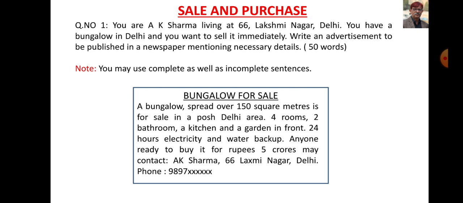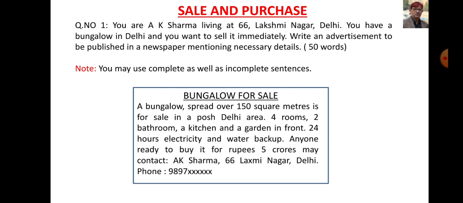As I told you, according to the question, you have a bungalow in Delhi which you want to sell. So the heading is bungalow for sale. It is an independent heading. However, you can also write for sale as the heading. A bungalow, spread over 150 square meters is for sale in posh Delhi area. This is the complete sentence. Then we start with the incomplete sentences.